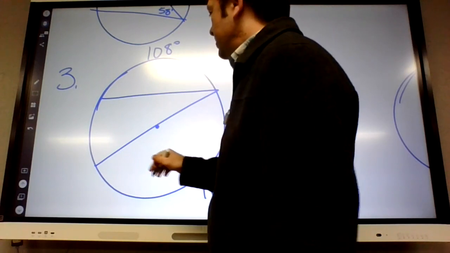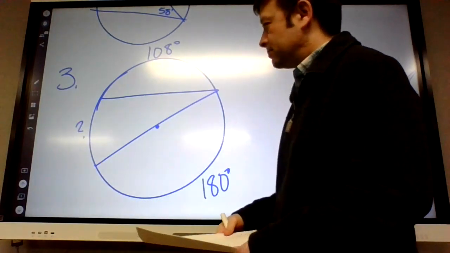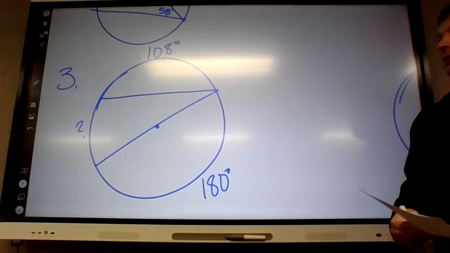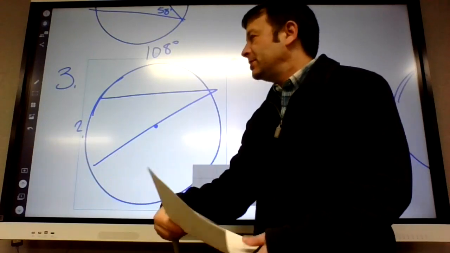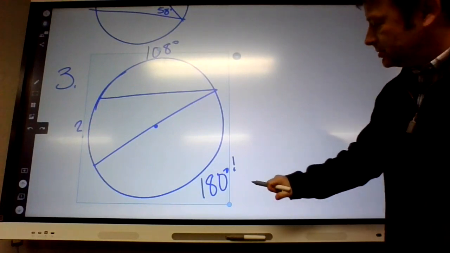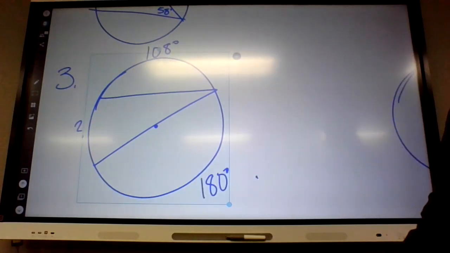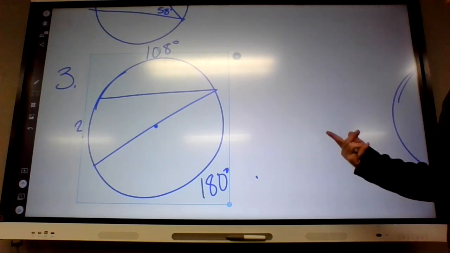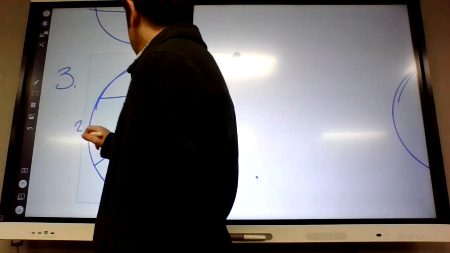108. So how could we find this arc? We add it together and then subtract from 360. Yeah, these 3 arcs together make the whole circle. The whole circle should be 360. So 360 minus 288 is 72.